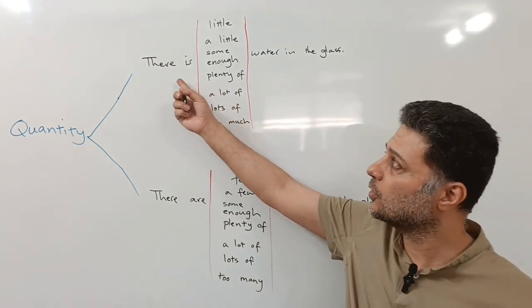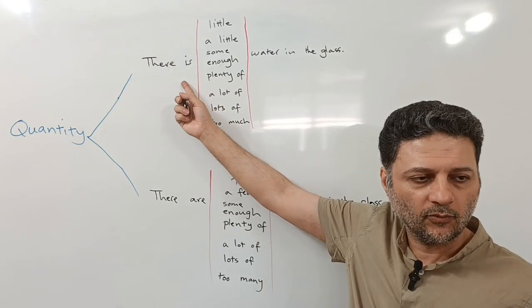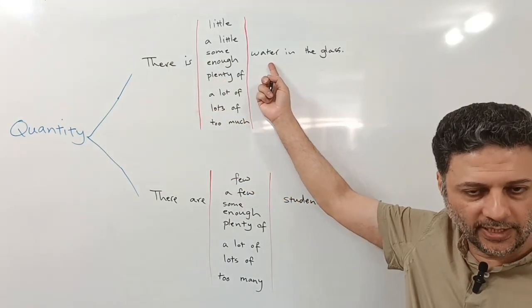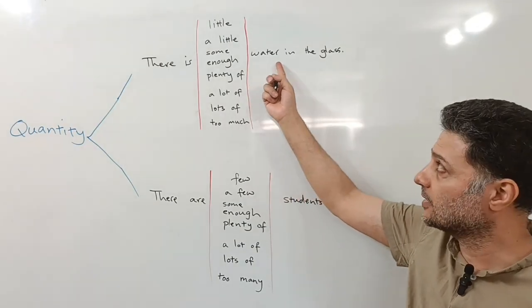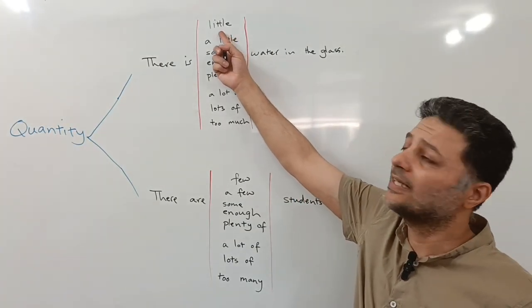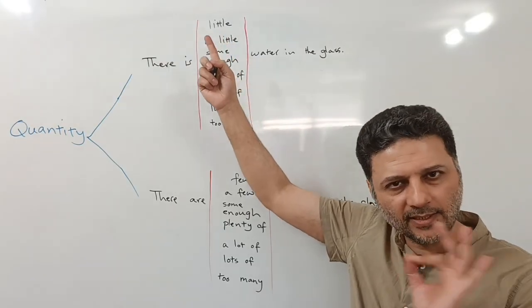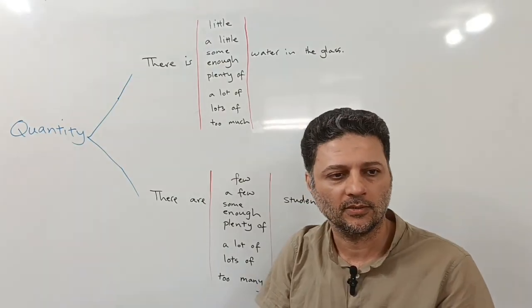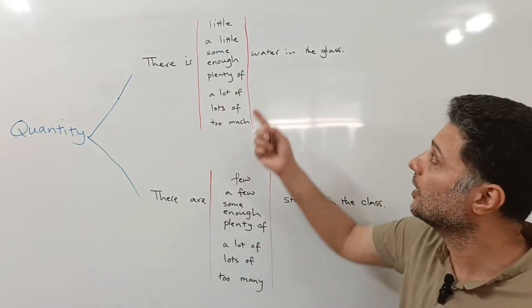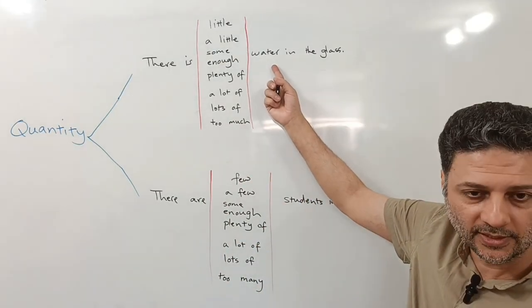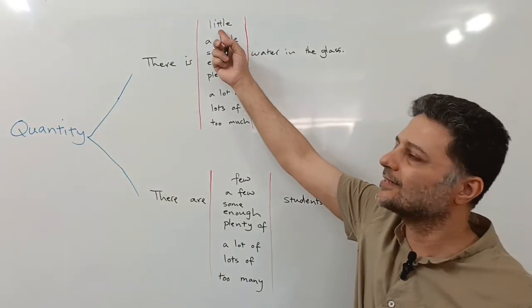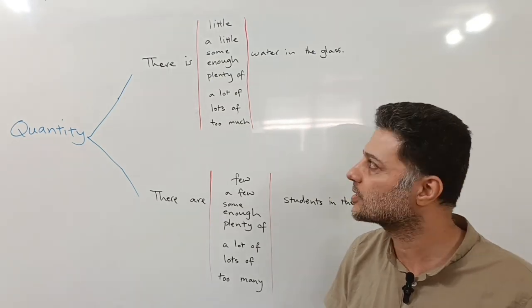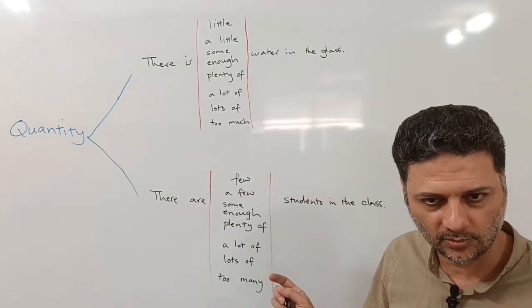So first, I wrote an example for you for uncountable stuff like water, right? Water is uncountable. Everybody knows this, as a kind of liquid. So we start with little, which is the least amount of water, or any kind of uncountable word in the outer world. Anyway, little means almost negative. It's like there almost isn't any water, right?